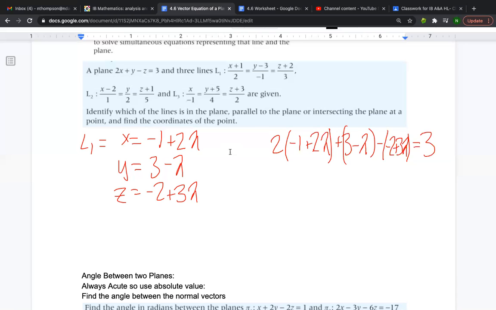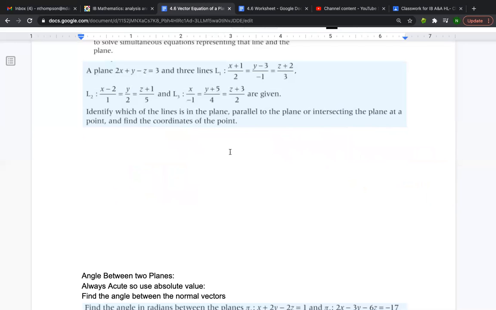You should end up getting that 3 equals 3, which means that L1 is in the plane. So this would be an example from the picture up above. It would be line N. Okay, so now let's look at the second one.